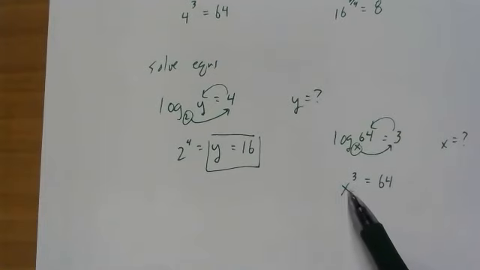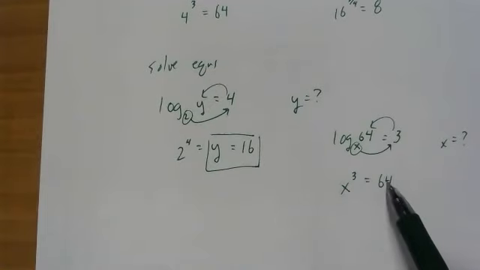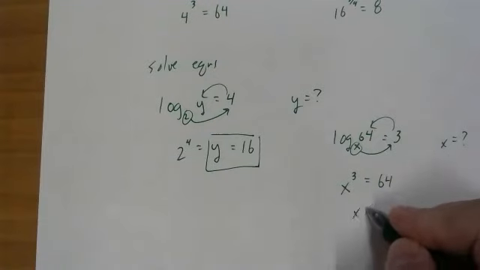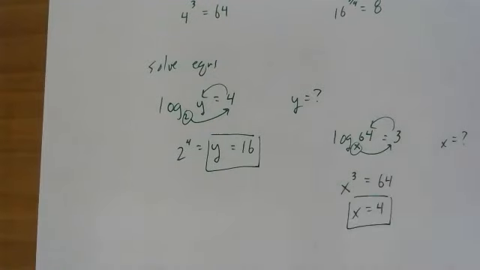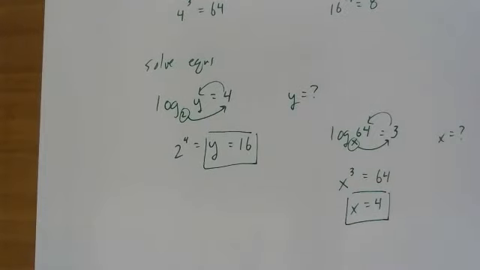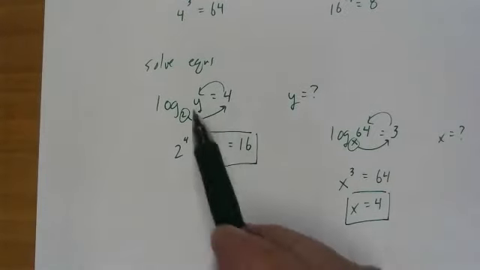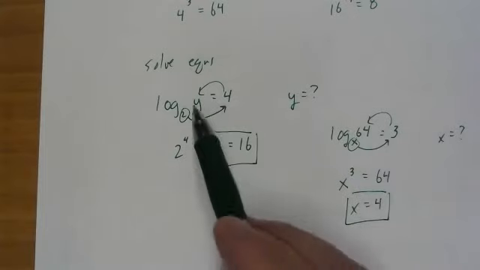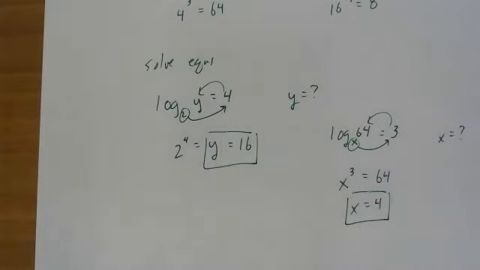Now, to solve for this, you say, hey, is there a number that if I take the cube root, it equals 64? Well, how about 4? 4 times 4 is 16. 16 times 4 is 64. Looks like my solution is x equals 4. So you notice so far these two problems, the way I solved it is I converted the log equation into an exponential equation.